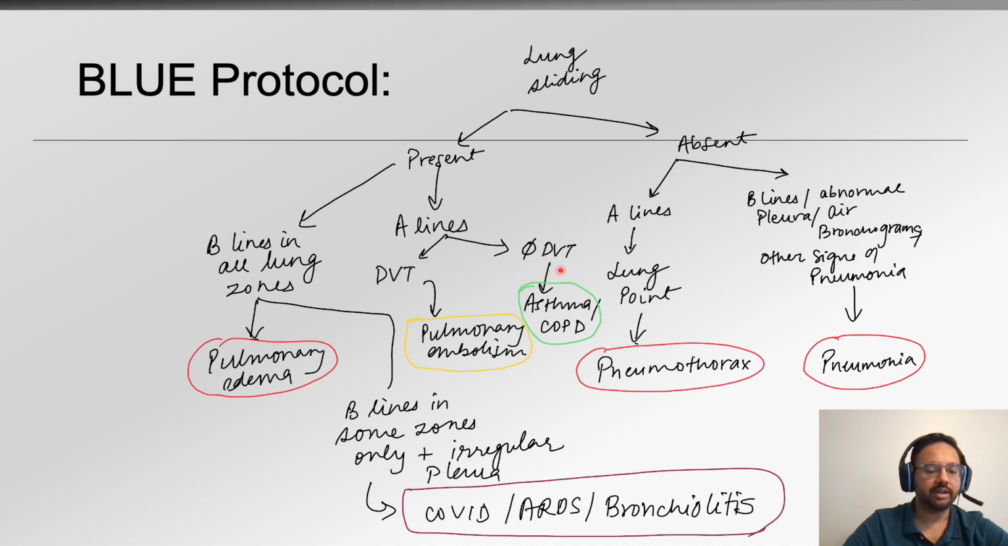If there is no DVT, which means I have normal lung sliding, normal feature, A lines present throughout, also a normal finding, but the patient is desaturated, I have to think about either asthma or, if it's an older patient, COPD. And finally, if there is a mix and match of all these different findings, then that leads to a little bit more advanced criteria of diagnosis, which is COVID, ARDS, or bronchiolitis.